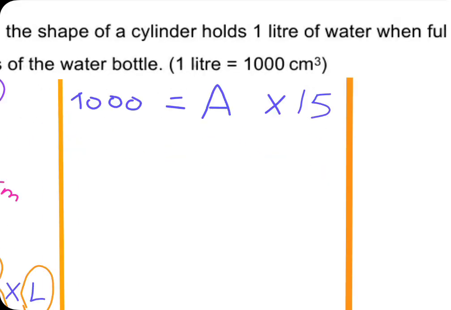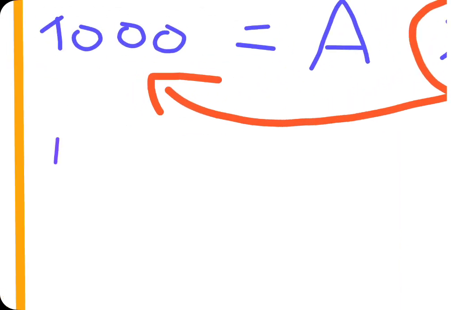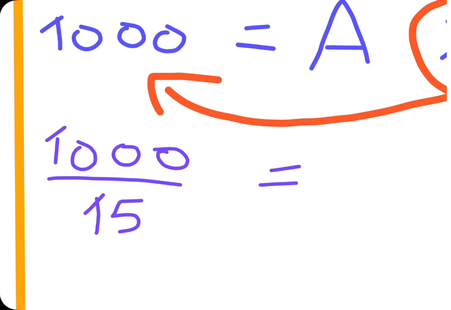Now, by this equation, we will know the area of the cross-section, which is the circle. How do we answer a question like this? Now, the 15 is multiplied here. So we're going to take it to the other side by dividing. Very good. So it's going to be 1000 divided by 15 equals A. So A equals what?